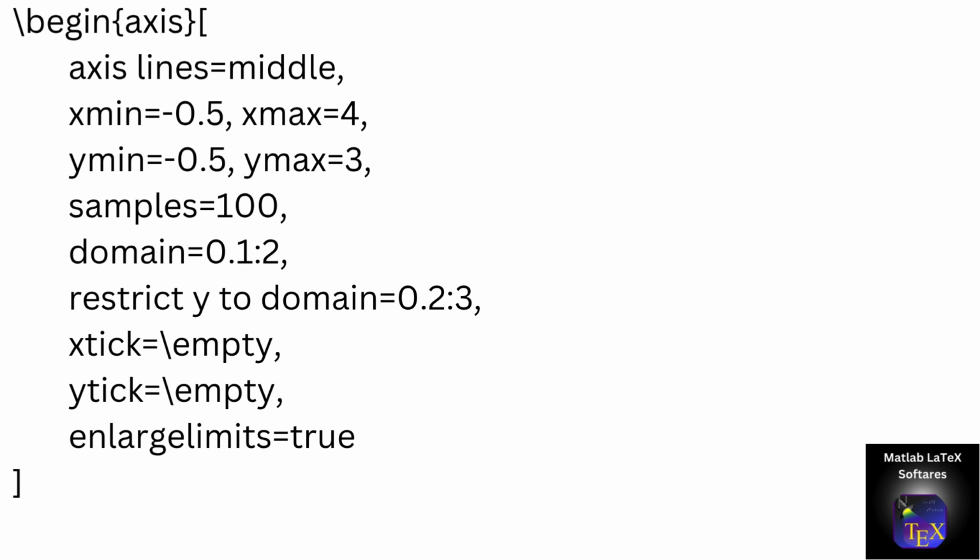This starts an axis environment, puts the x and y axes through the origin, and sets x min, x max, y min, and y max to set the axis viewing window. No tick marks, manual ones will be added later. Samples and domain restrict y to the domain used for function plotting, not crucial here but a safe default. Enlarge limits is equal to adds small margins around the plot.